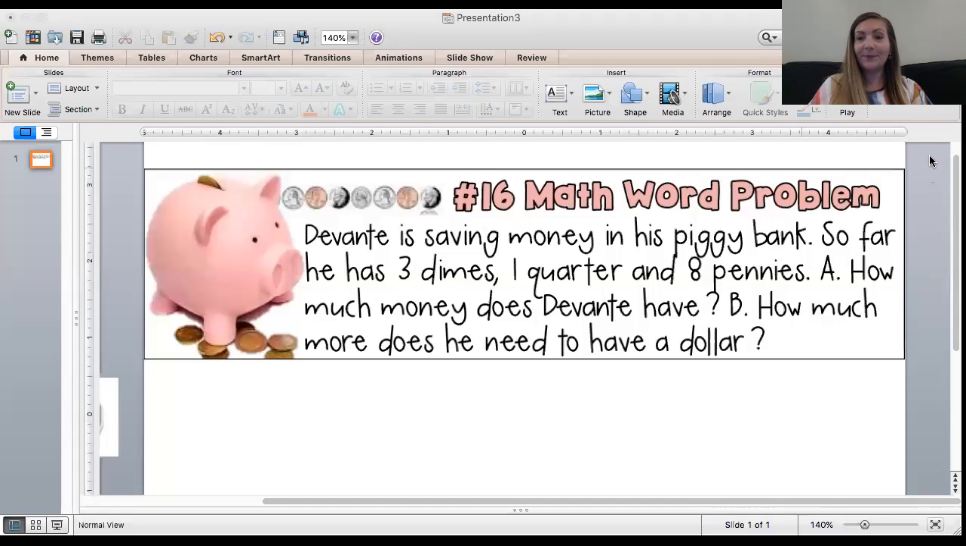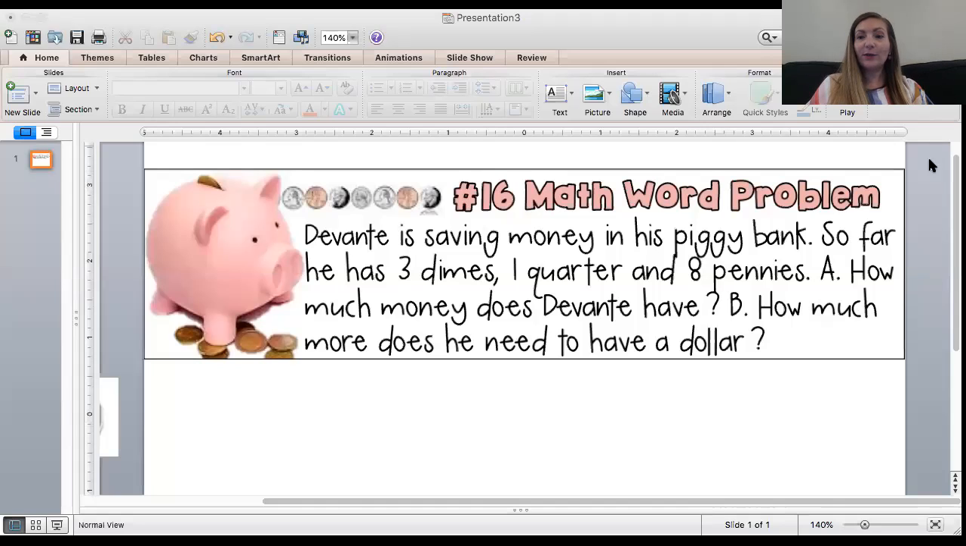Hi friends, we have a word problem to do today about Devante. Make sure that you've gone back and watched number 15 math lesson, because that'll teach you how to count coins before you come and watch this word problem about Devante. Okay, so now we're on number 16, word problem about Devante. I'm going to share my screen with you so you can see what I'm working on.